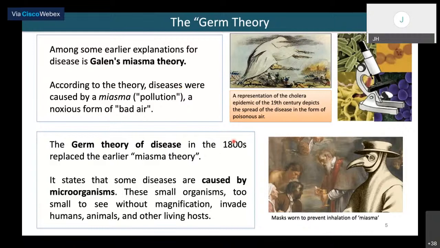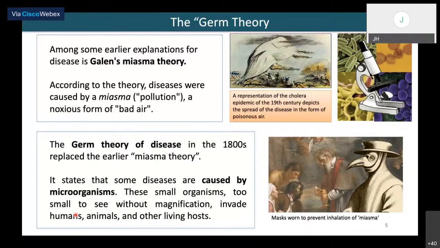But around the late 19th century, the germ theory was established through various scientific discoveries by different pioneering scientists. They established that disease can be caused by microorganisms, and that these organisms can cause disease not only to animals and other living organisms, but also to human beings. I'll tell you some of the stories of the scientists who contributed to establishing this germ theory.